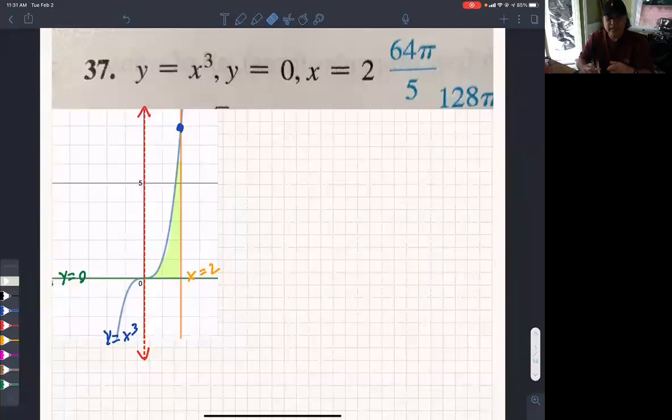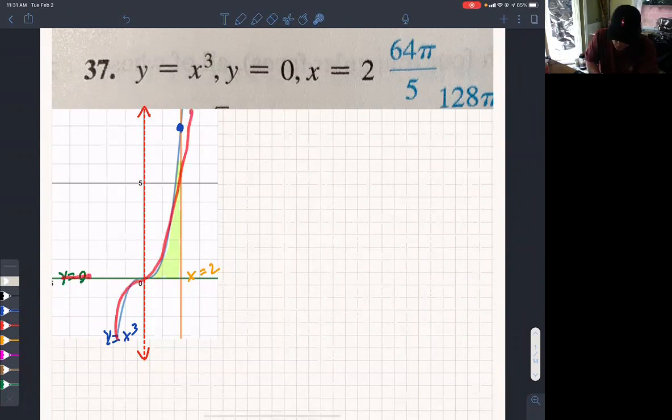So this is 6.3, number 37. We're doing a volume of revolution around the y-axis. So we have three functions. We have y equals x cubed, y equals 0, and x equals 2. And so I've shaded in the region that's being rotated around the y-axis, which is the equation x equals 0.